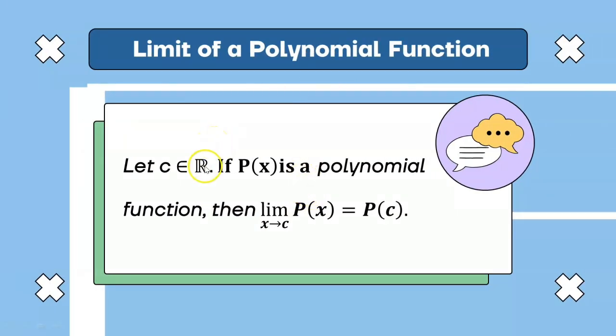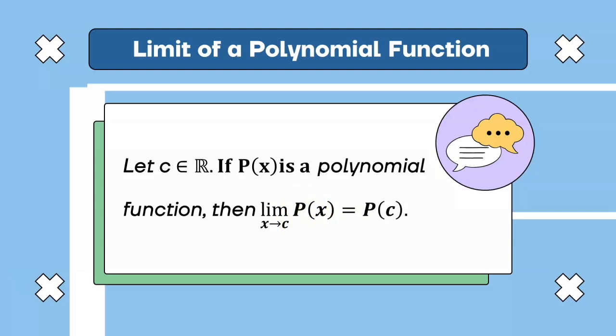So let c be an element of the real numbers. If p of x is a polynomial function, then we can say that the limit of p of x as x approaches c is equal to p of c. By definition, as what we know, this limit refers to the value that the function approaches as x approaches c, whereas p of c means we're getting the value of the function at this particular value. But of course, there are cases wherein we can apply direct substitution, meaning these two values will be the same.